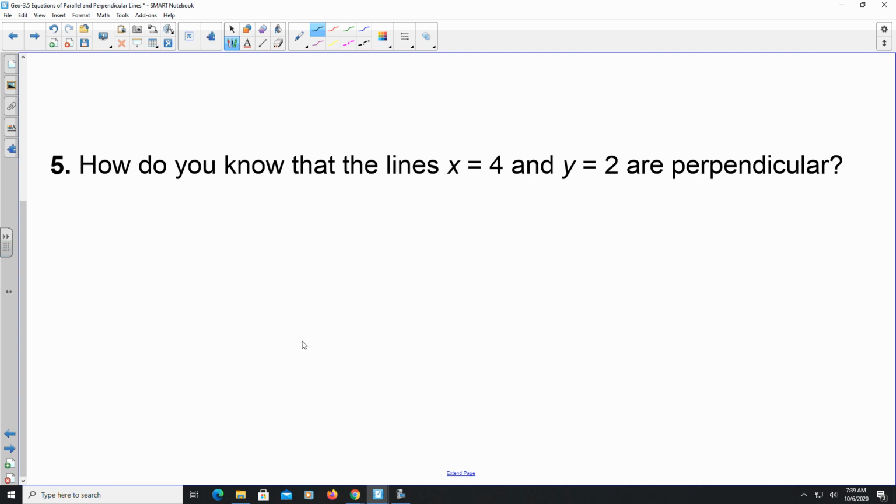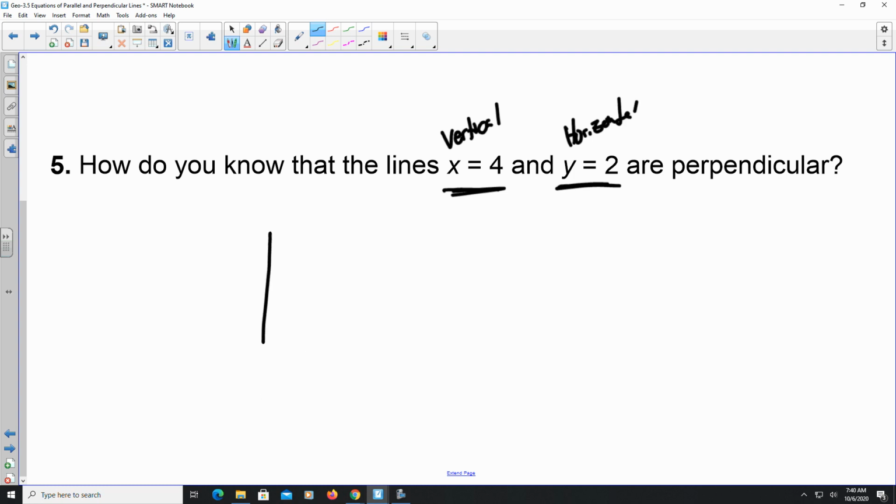It says, how do you know that lines x equals 4 and y equals 2 are perpendicular? What we have to keep in mind is, when you just have a single variable equal to a constant, it's either going to be a vertical or a horizontal line. Anytime it's x equals, this is my vertical line, and this is my horizontal line when it's y equals.